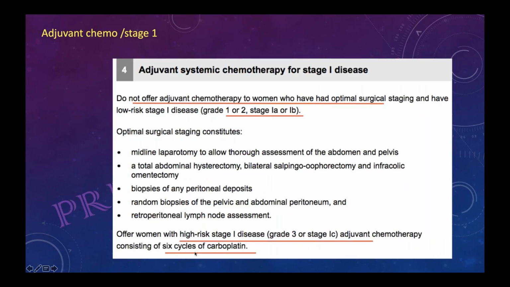Now, for stage 1A and 1B, grade 1 and 2, usually no adjuvant chemotherapy is given. For 1C and grade 3, 6 cycles of carboplatin are given. You will get questions from this part also, so you have to understand.